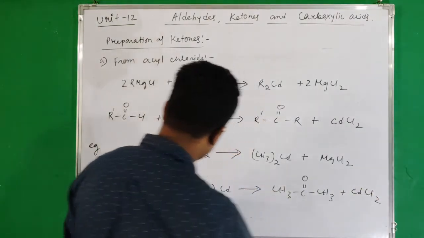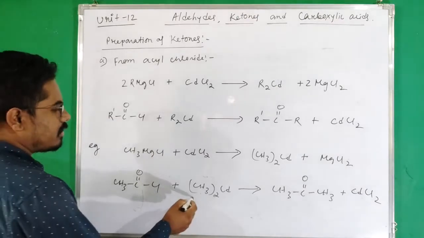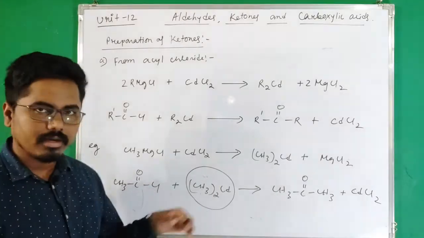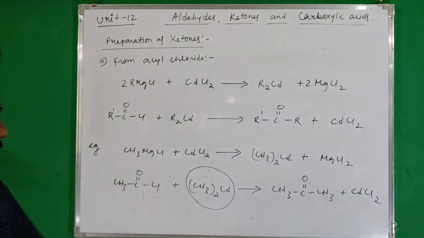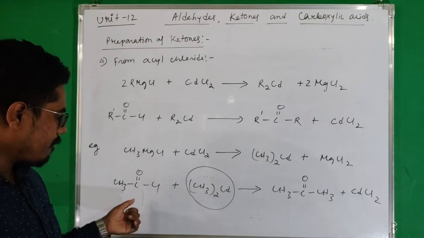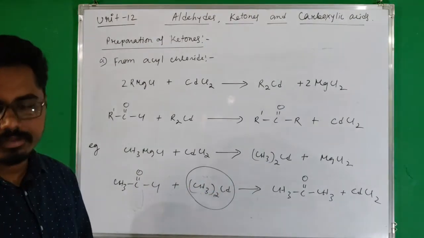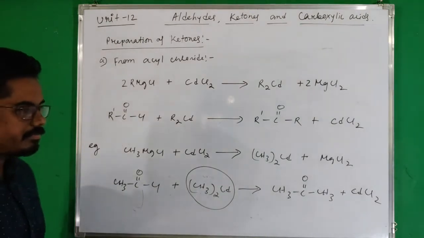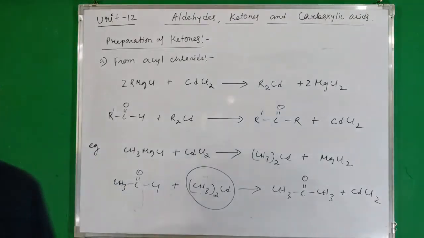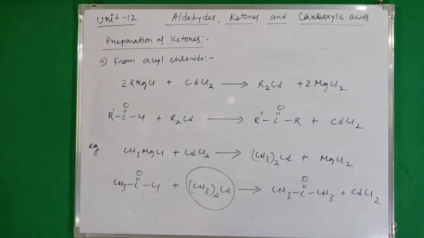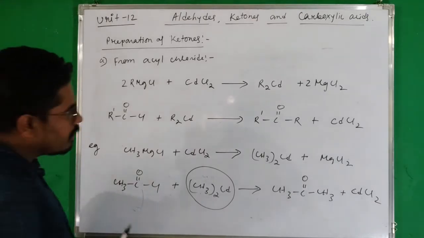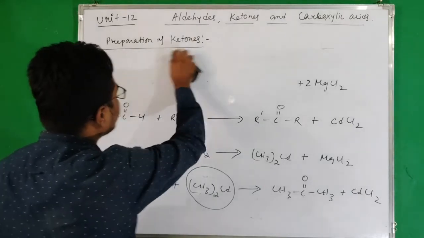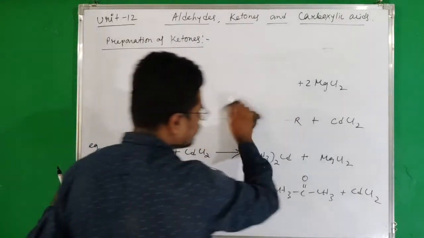cadmium chloride. So by using dialkyl cadmium, in this case dimethyl cadmium, we can convert acyl chloride into ketone. So this one is a very simple and easy method for preparation of ketones. In the next reaction, we can convert one nitrile into ketone, again using Grignard reagent.